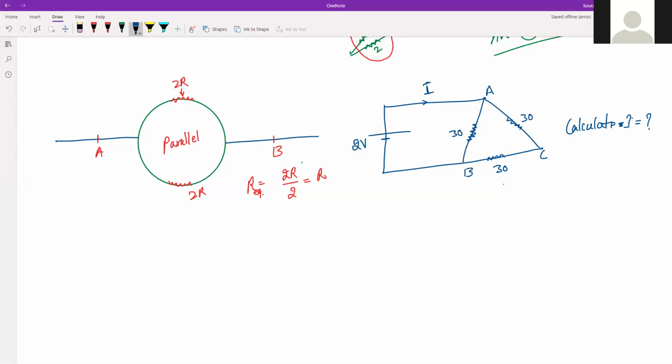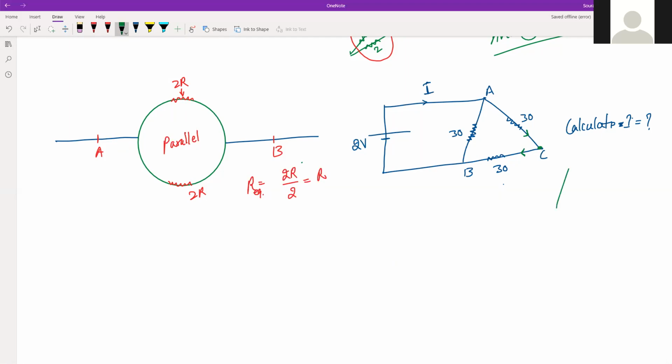Okay, so how are we going to do that? Again, don't get confused. What do we see here? Whatever current is coming here, the same current will flow through this. There is no division at this. This is not a junction. This is just a path.